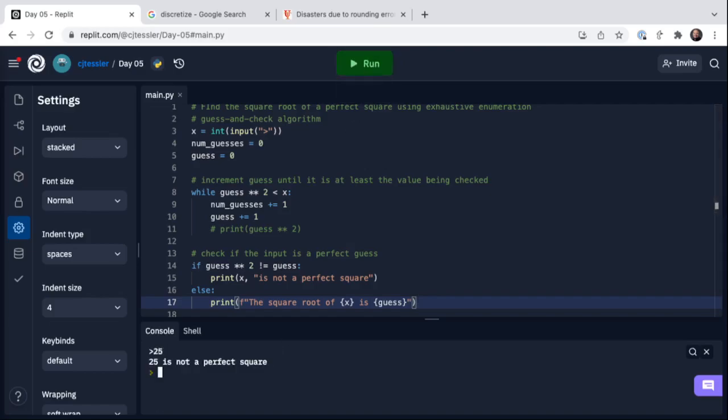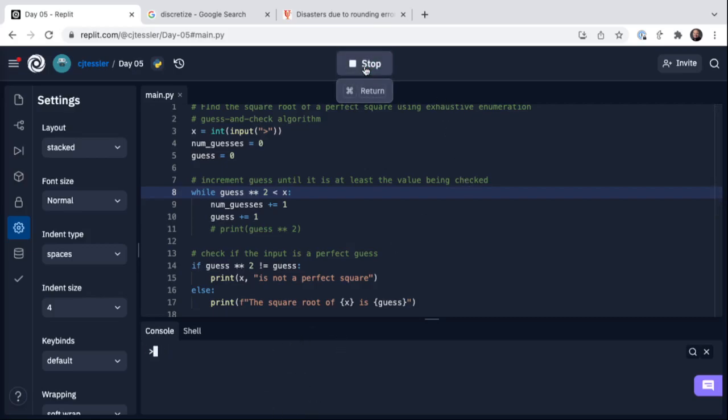Let's type in 25. It says 25 is not a perfect square. Well, that's strange. 25 is a perfect square. Why is that happening? So there's a bug. Let's track it down. If I did 35, it's not a perfect square, but I was expecting this to print the square root of 25 is guess.